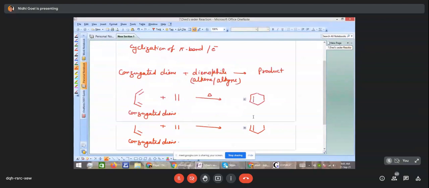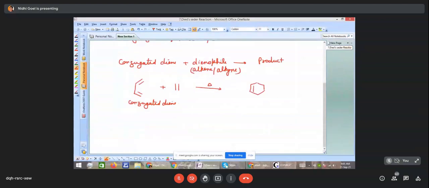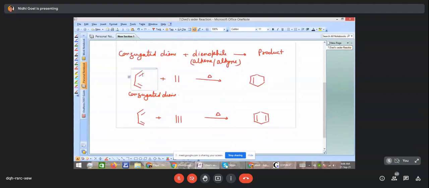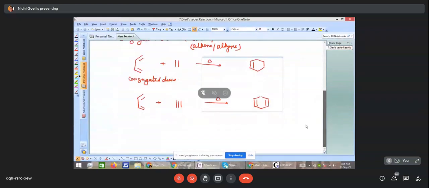Okay, this is alkyne. Now when it reacts with the alkyne, then what will be the product? This product is formed. So this is the cycloaddition or the conjugated addition reaction.